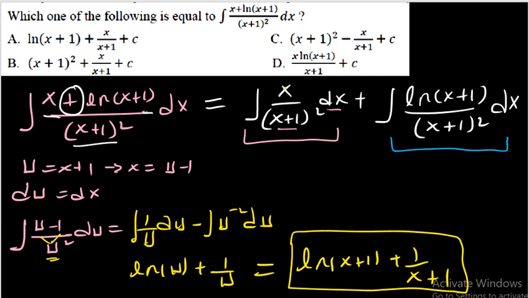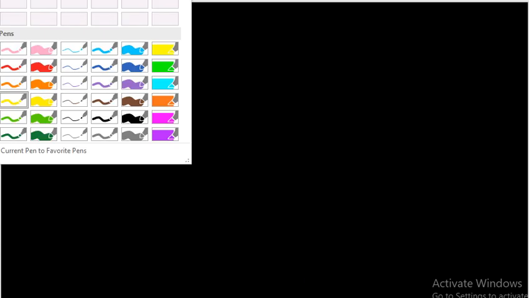So we need to go to the second page for the second part. The second part is the integral of ln of x plus 1, the whole over x plus 1 squared, dx.